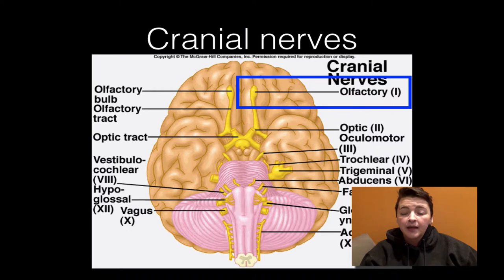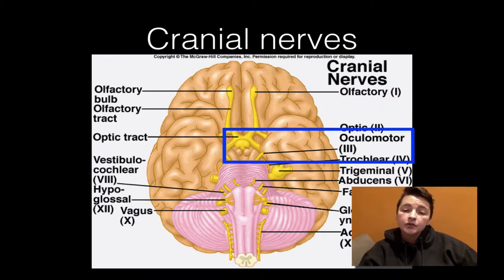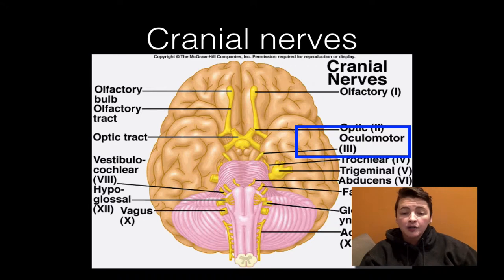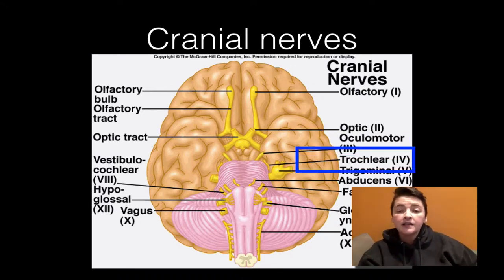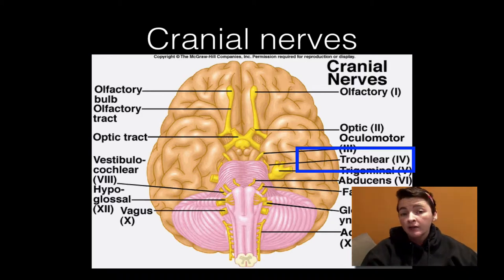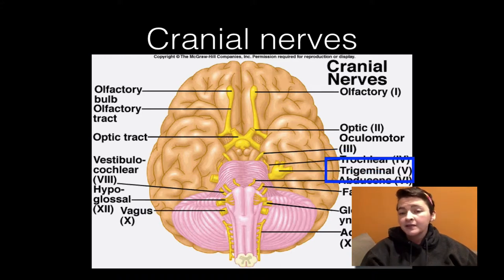Olfactory is number 1, and this is your sense of smell. 2 is optic. This is your sense of vision. 3 is oculomotor, so it's going to be moving those eyes back and forth. 4 is the trochlear. This is going to be the smallest of your cranial nerves, and trochlear also has to do with eye movements. Trigeminal is number 5.